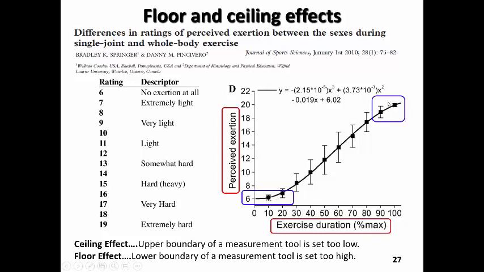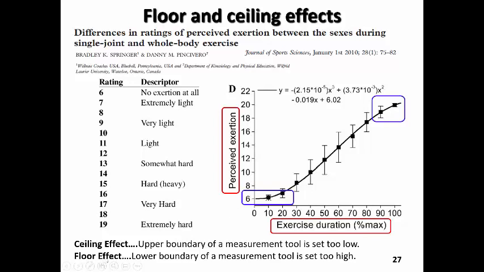And that's what we see here in terms of a ceiling and a floor effect with various measurement scales. A ceiling effect refers to the upper boundary of a measurement tool. With the perceived exertion scale, the upper measurement boundary would be 19. The ceiling effect occurs if the upper bound is set too low, and at the very top end of the scale, the participants begin to run out of options to express the level of exertion that they're experiencing.